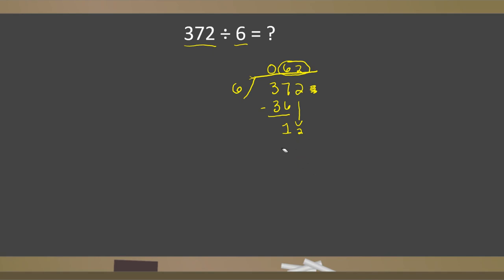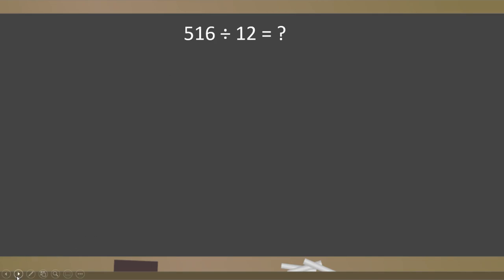All right, let's move on to a harder one here real quick. Oh, I apologize for that. Let's move on to a harder one and see what that looks like for us. All right, so here we have 516 divided by 12. So again, the first number is going to go in. The second number goes out. 12 goes into 5 0 times.